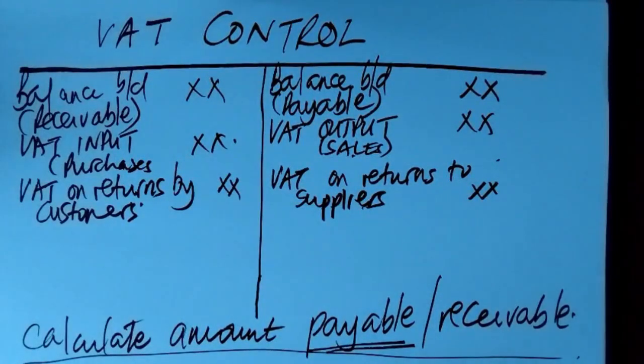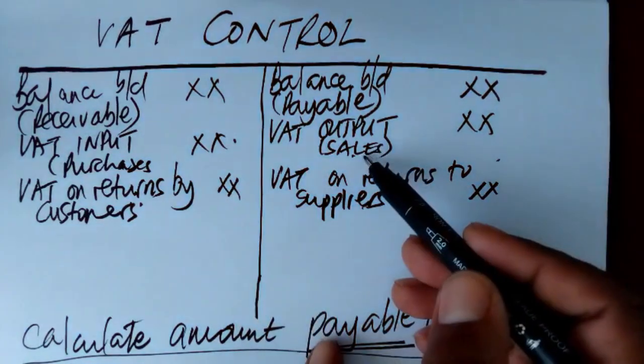The next thing that you can also think of is discount. We've got discount allowed, we've got discount received. Discount allowed affects sales.